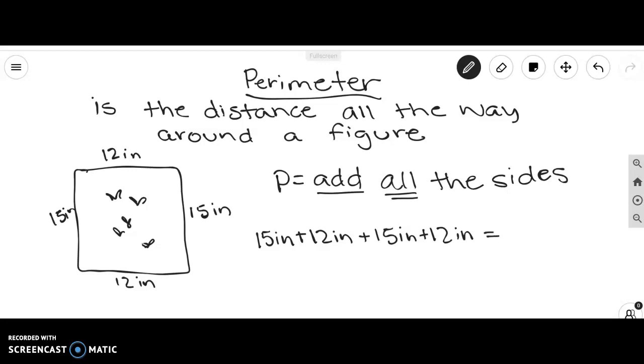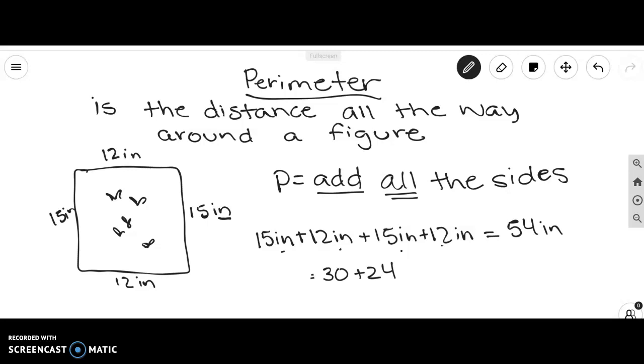And then we can begin to solve them. We know that 15 and 15 equals 30. We know that 12 and 12 equals 24. So we can add these together, and then 30 plus 24 equals 54. And the cool thing about this is that the units in the shape, like inches or feet or meters, is going to be the units in our final answer, or our sum.